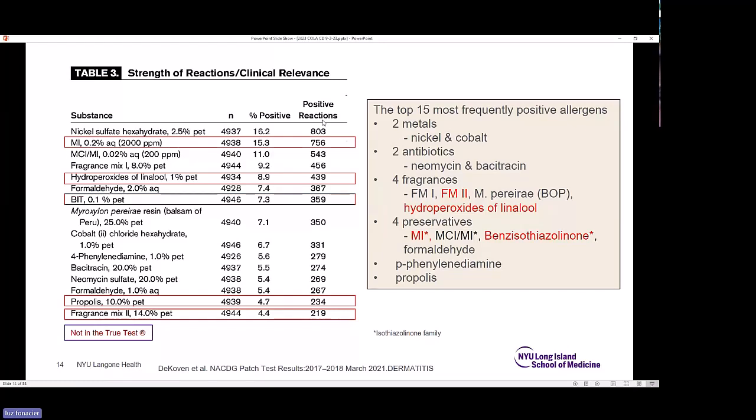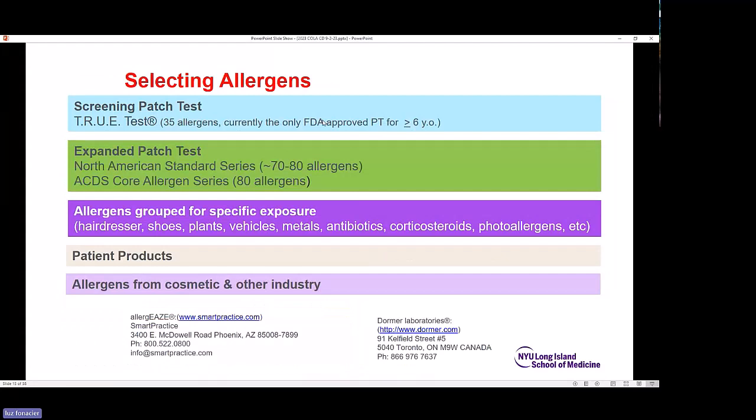There are 4 preservatives, which include MI, MCI/MI, benzisothiazolinone, and formaldehyde. Again, of these, MI alone and benzisothiazolinone are not found in your TRUE test. So these are what you're going to miss. And then p-phenylenediamine and propolis. So these are the top 15 positive patch tests.